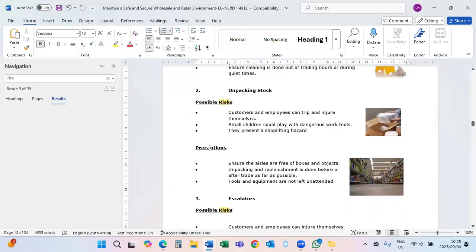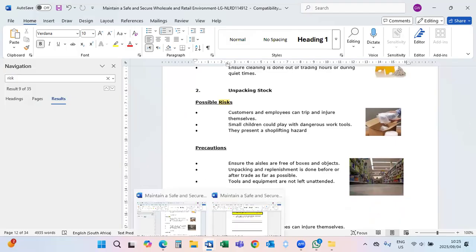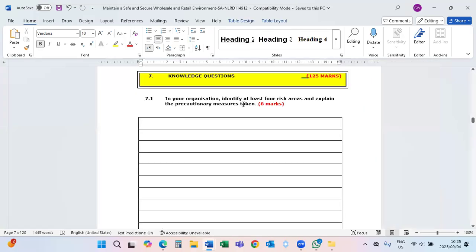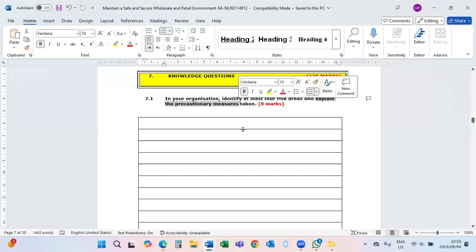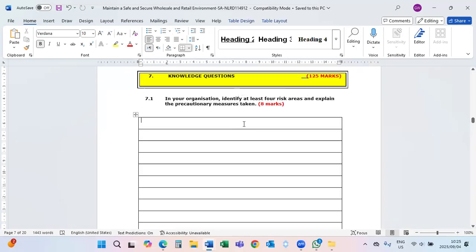So use this area of the learner guide to help you to answer that first question. You need to find at least 4 of them, and don't forget to explain what precautionary measures. Are you putting signs up? Are you putting a carpet over the cable? What are you doing to prevent that risk from taking place?